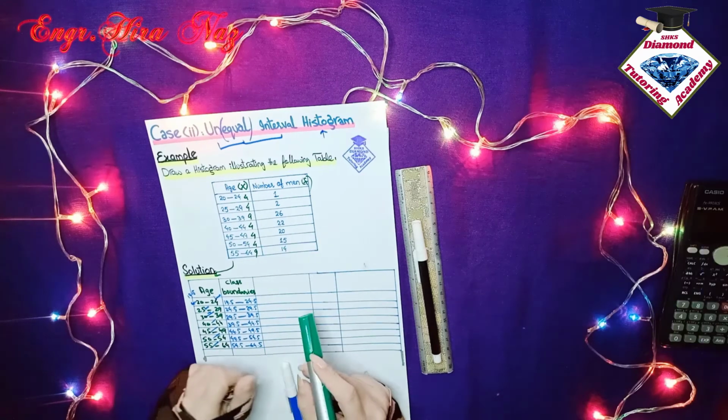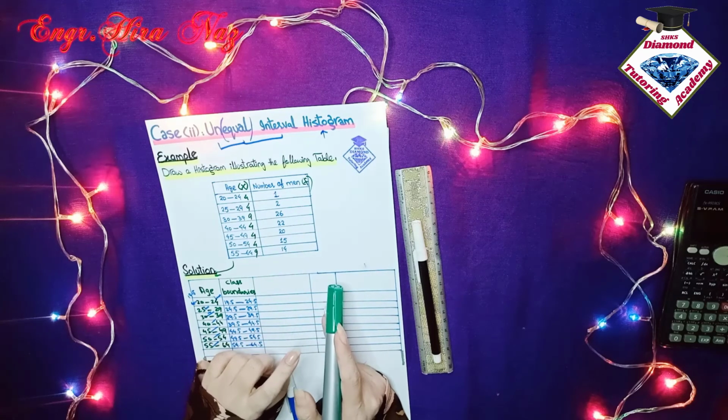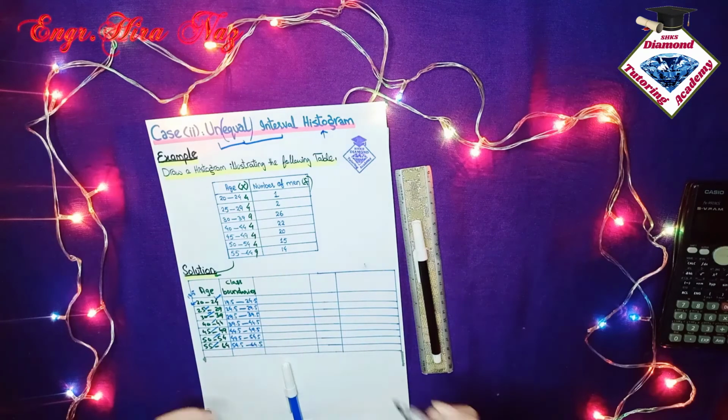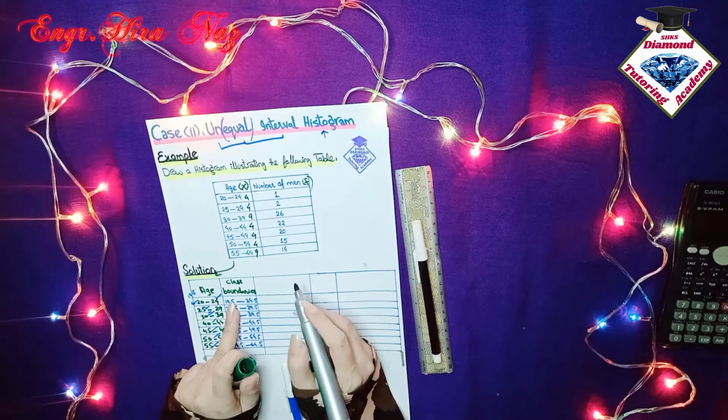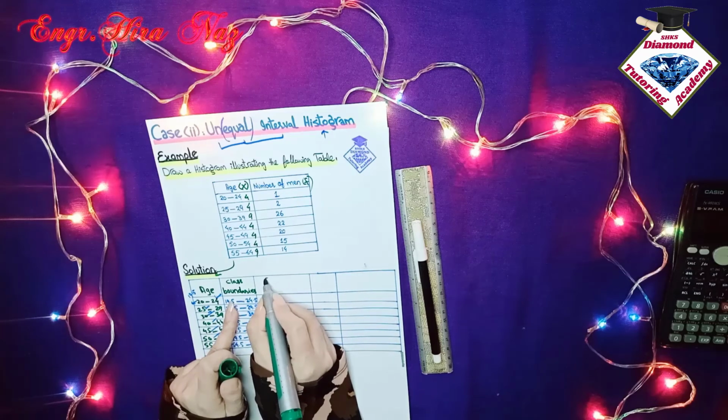64.5. Now list out the class interval size, which is basically the size of each class. Class size in this case is just the difference of each class boundary. Let's calculate that. First we should name this column class interval.